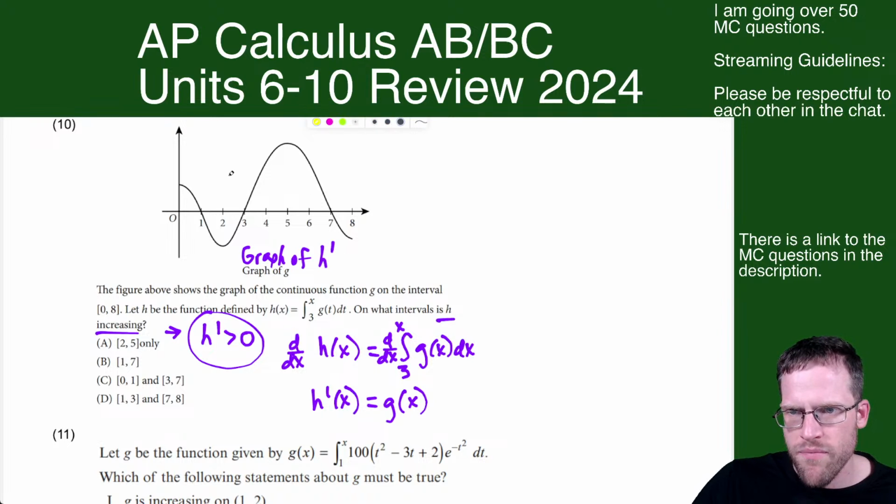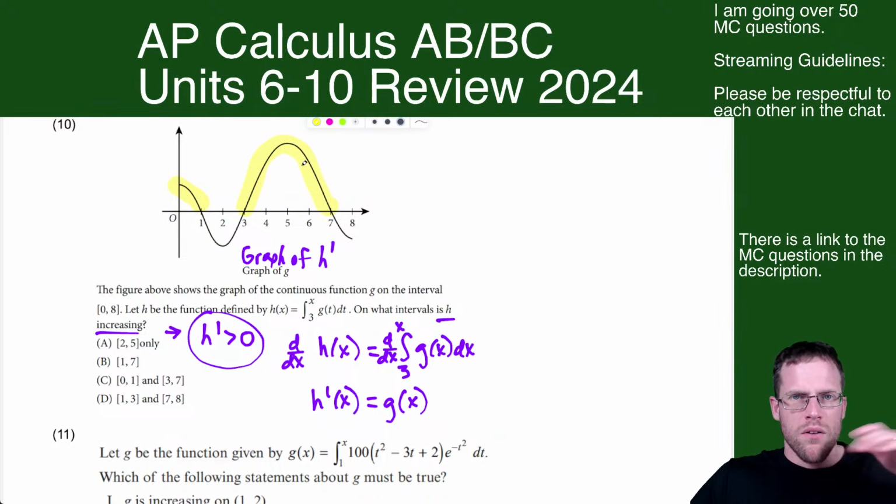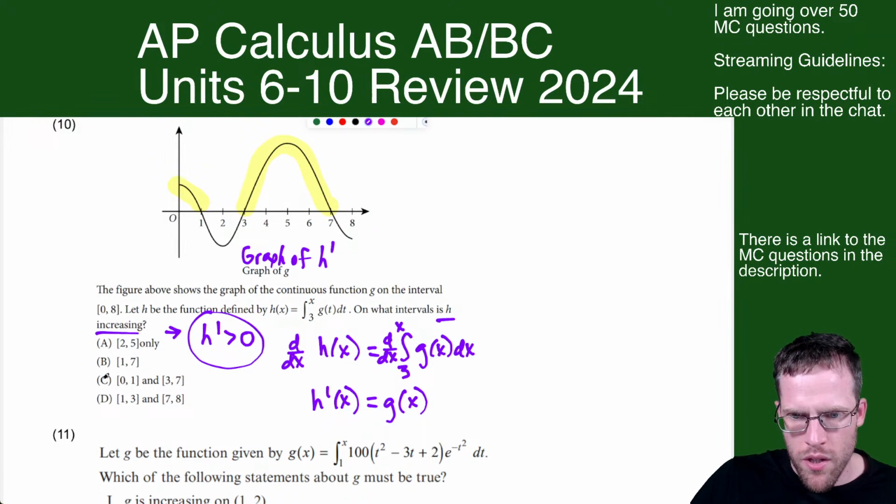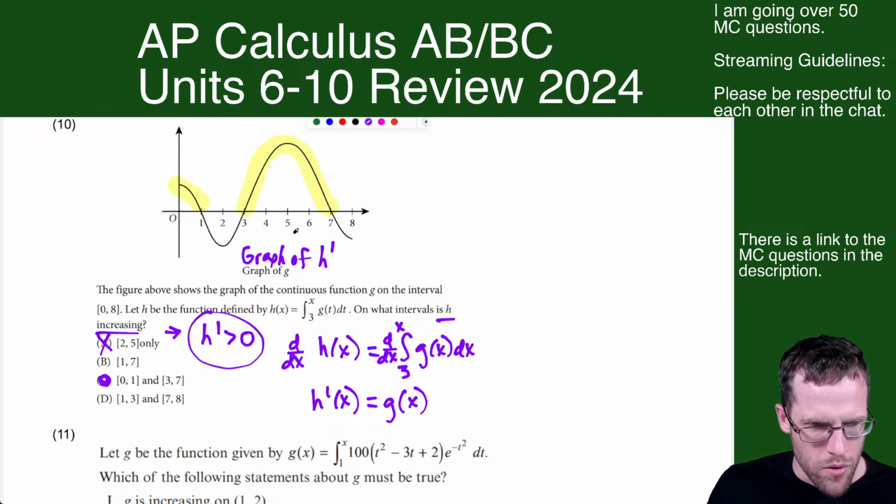So when is h prime positive? We just look, when is the graph positive? Here and here. It's when the graph is above the y-axis. So that would be from 0 to 1 and from 3 to 7. Okay? It's tempting to say, oh, 2 to 5, but no. That would be if this was a graph of h, not h prime. Cool.